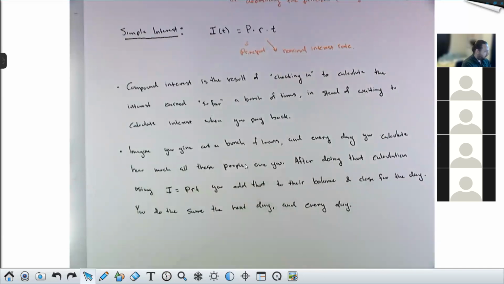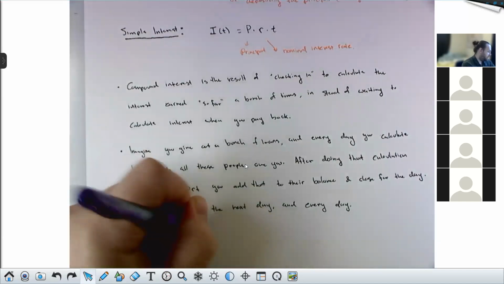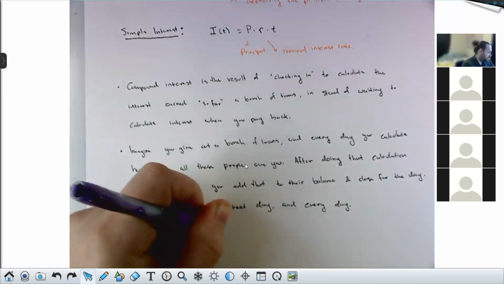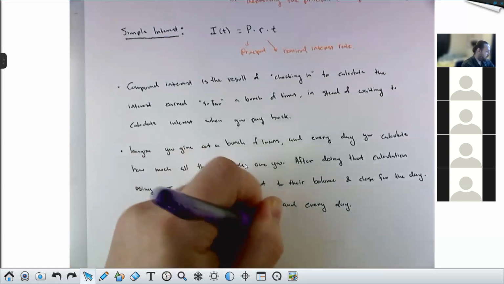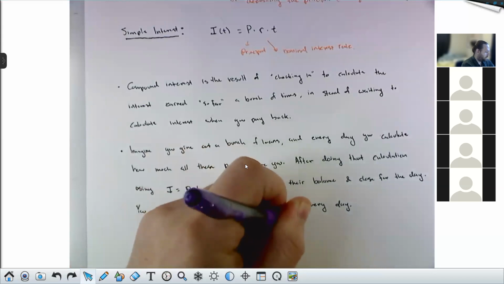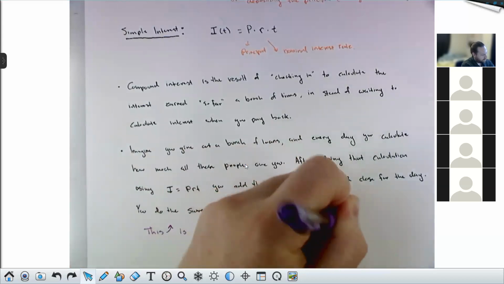You give out your loans. Every day you figure out how much people owe you. After doing that calculation, using the simple interest formula, you add that to their balance and close for the day. You do this every day. This is compound interest with daily compounding.